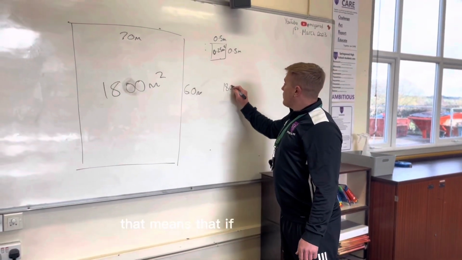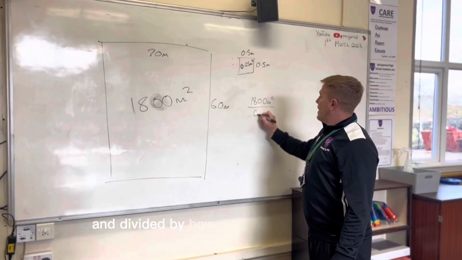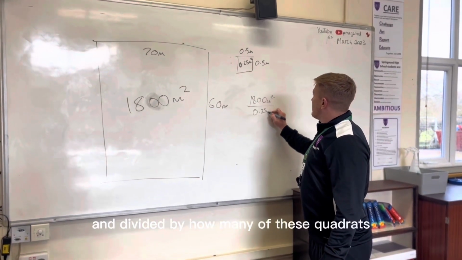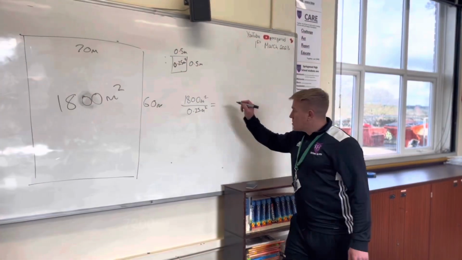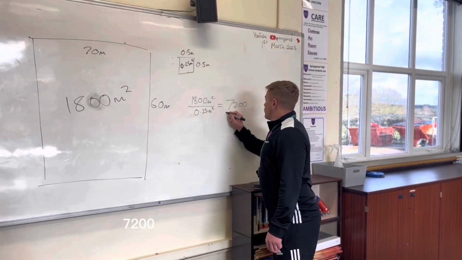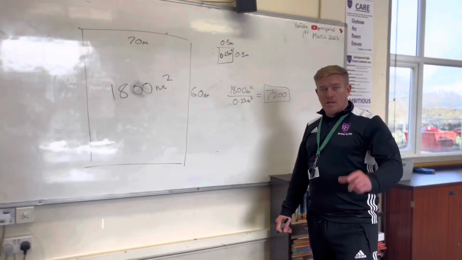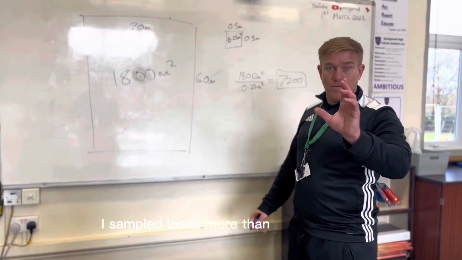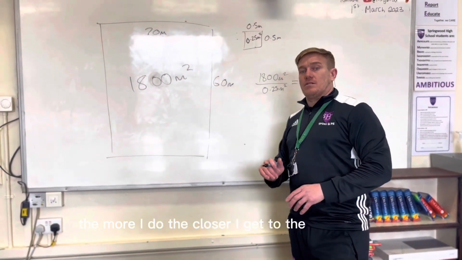That means that if we get the 1,800 metres squared and divide it by how many of these quadrats we could get in there, that will give us 7,200 quadrats on that playground. I sampled loads, more than we did earlier, and that's the point of accuracy. The more I do, the closer I get to the real example.